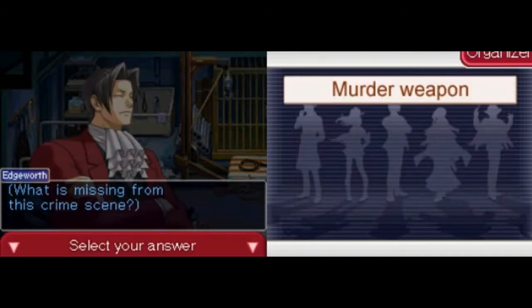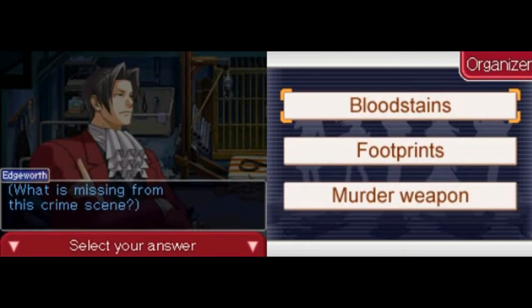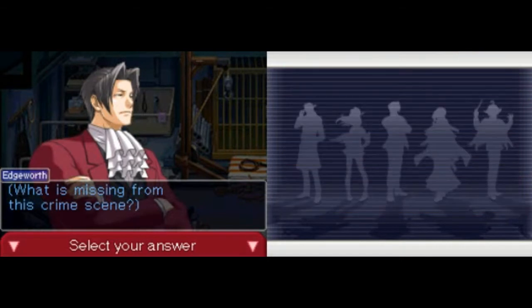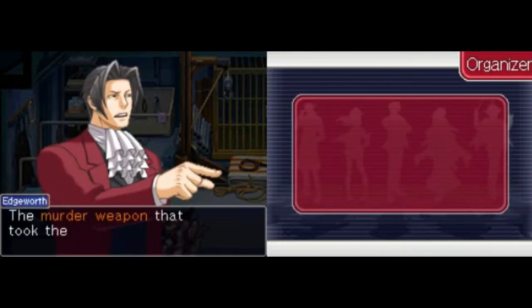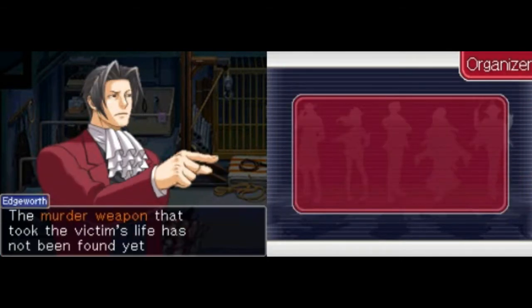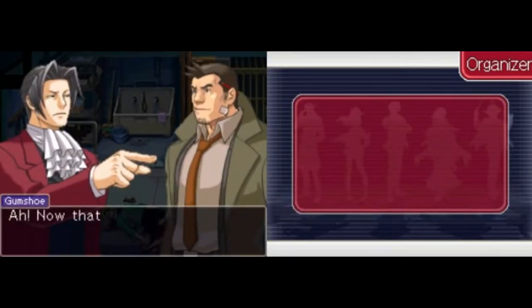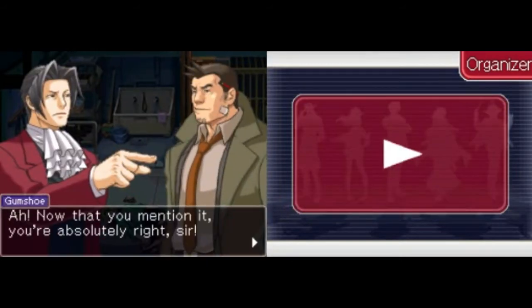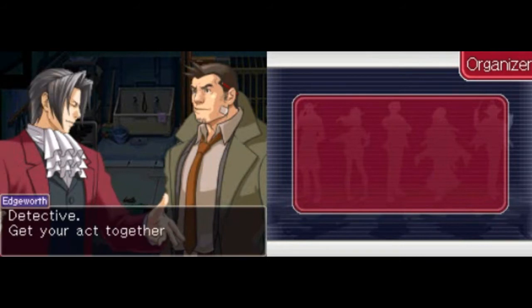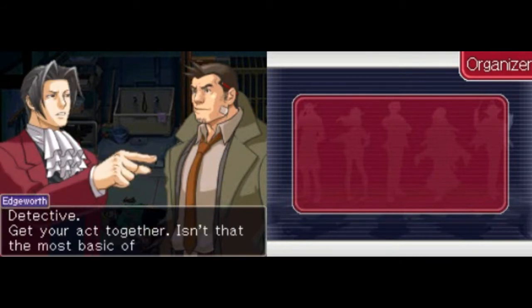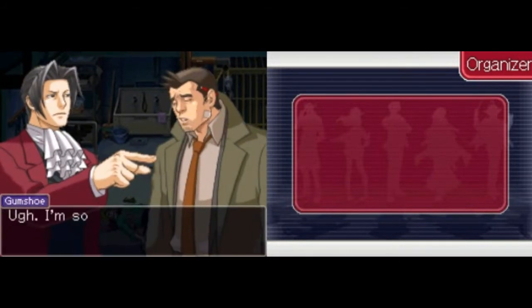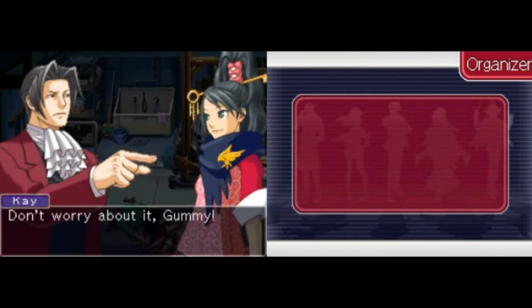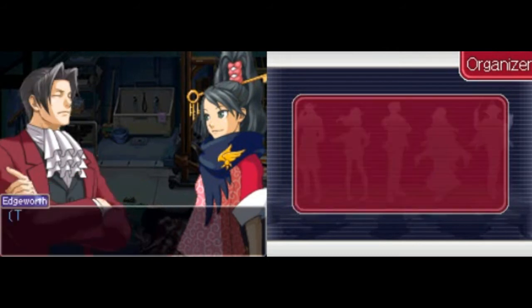What is missing from this crime scene? I don't really see a murder weapon. The murder weapon that took the victim's life has not been found yet. Ah, now that you mention it, you're absolutely right, sir. Detective, get your act together. Isn't that the most basics of basics? I'm sorry, sir. Don't worry about it, Gummy. I didn't notice it either. It's not much of a consolation.